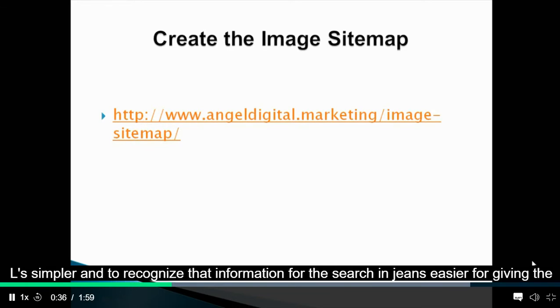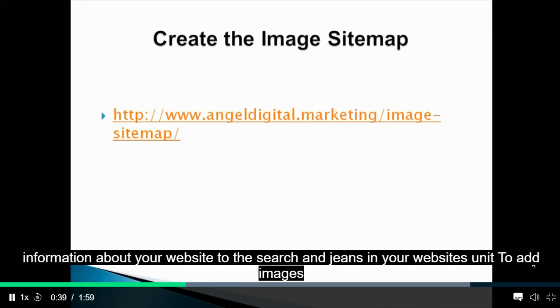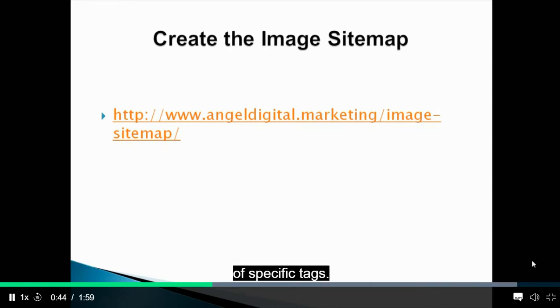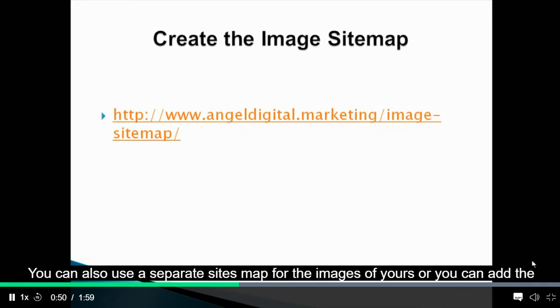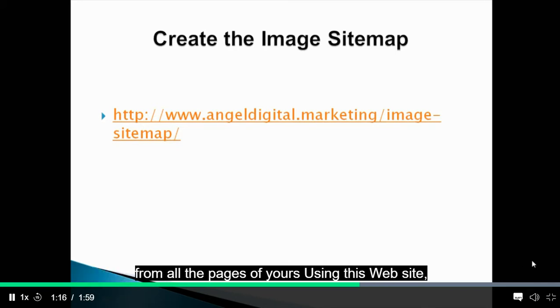To give information about your images to the search engines, you need to add image-specific tags to a sitemap. You can use a separate sitemap for your images, or you can add the information about your images to one sitemap file. Doing this, besides all the benefits it has for the SEO of your website, can result in you having a simple list of all your pages.